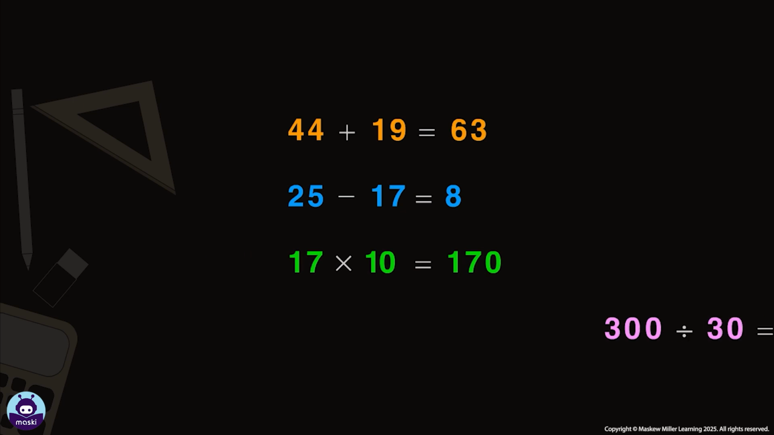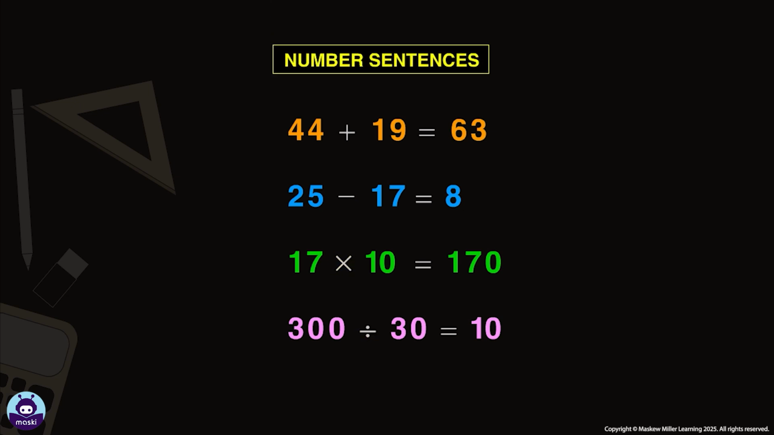Solved example. A number sentence is a sentence that is made up of numbers that are separated by operations such as addition, subtraction, multiplication, and division. These are examples of number sentences.